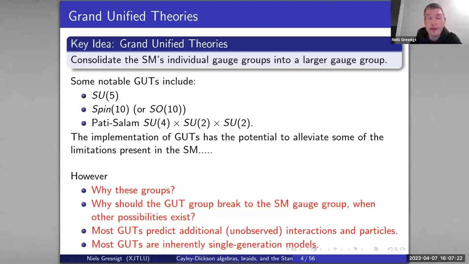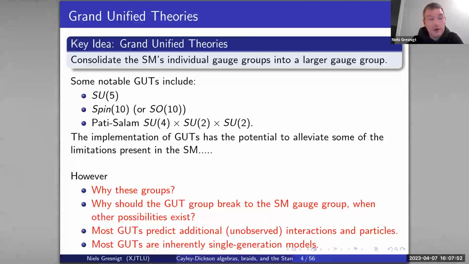In addition to that, a lot of the grand unified theories also predict additional interactions and particles, which we so far have not observed. And all of these models turn out to be single generation models as well. So they don't have much to say about describing three generations of fermions. That is something that you have to implement by hand. So you have to impose it by hand. There's no underlying theoretical reason for it.